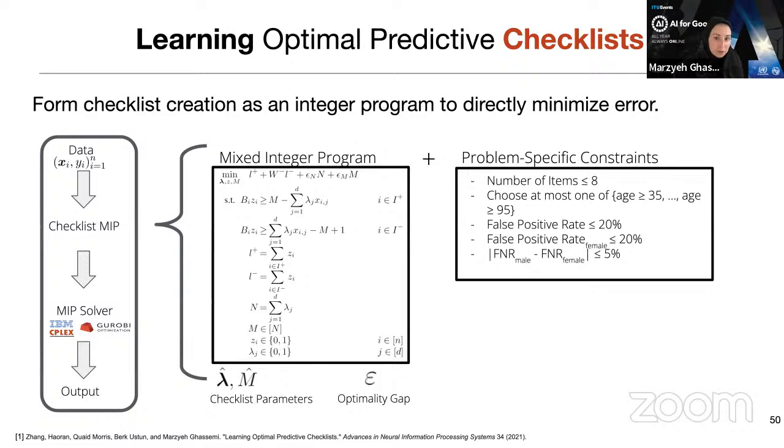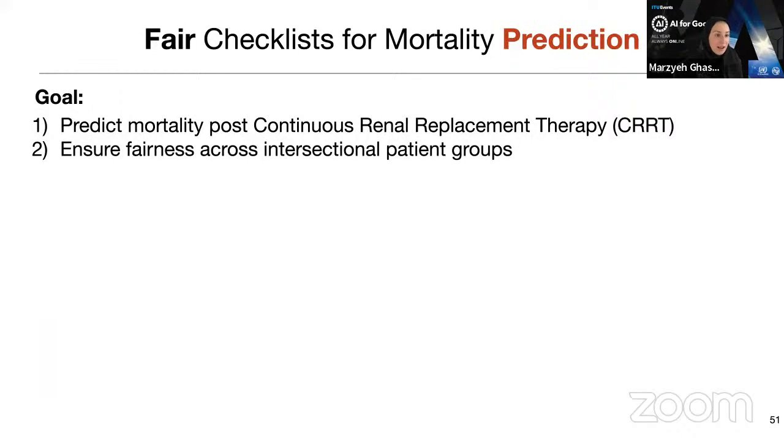So we tried learning an optimal predictive checklist, where we formulate checklist creation as a kind of machine learning problem called the mixed integer programming problem. And we work to directly minimize the error. So create a checklist that performs optimally well based on the actual data that we saw in the hospital. And importantly, the nice thing about this is we can add problem-specific constraints. Doctors care maybe about the number of items in the checklist. I maybe care about the gap between false positive rates with male and female patients. So here's an example. Let's try to predict mortality, whether you'll die after I give you an intervention like CRRT.